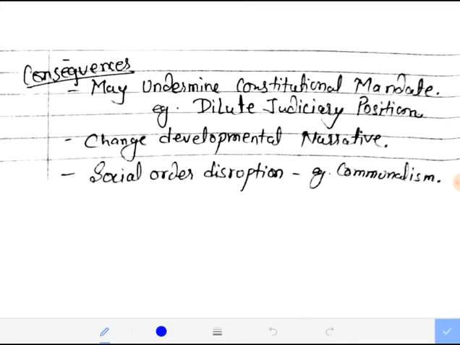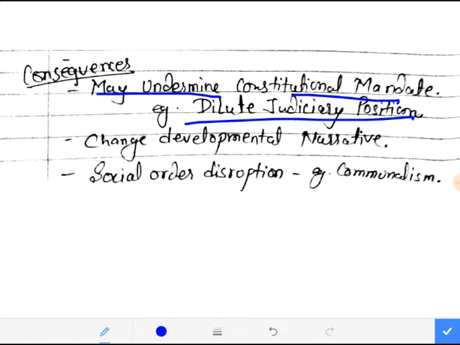Now, what are the consequences of this undermining of democracy? It may further undermine the constitutional mandate, like the dilution of the judiciary's position, which is being recently seen by the central government of our India, right? Because they just want to dilute that position, because they don't want that collegium system to prevail anymore, right?